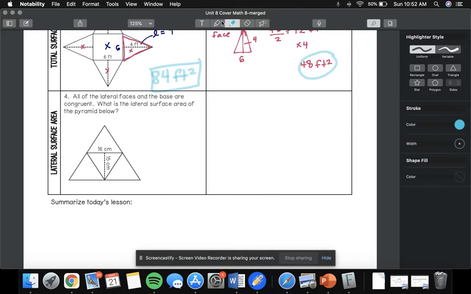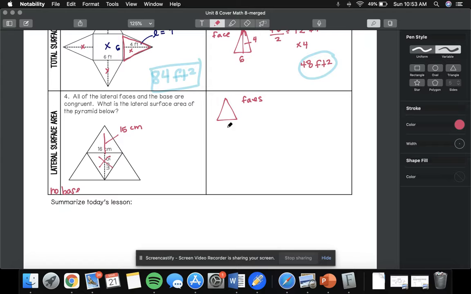Okay, last one. It says lateral surface area. All the lateral faces and the base are congruent. What is the lateral surface area of the pyramid? Okay, again, it's saying lateral surface area, so it is saying to not count the base, so no base. This base is not very important, but it does tell us that the lateral height is all the same. So that means that this is 15 centimeters. Okay, so we're going to do the faces.